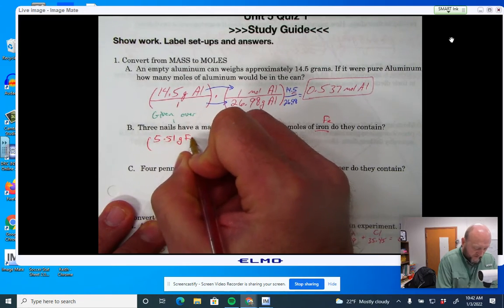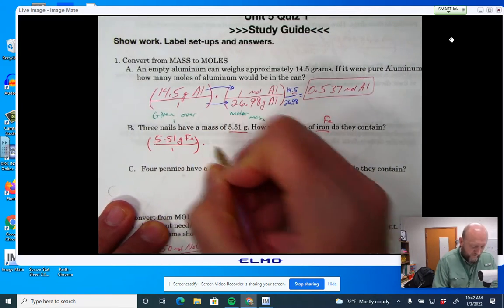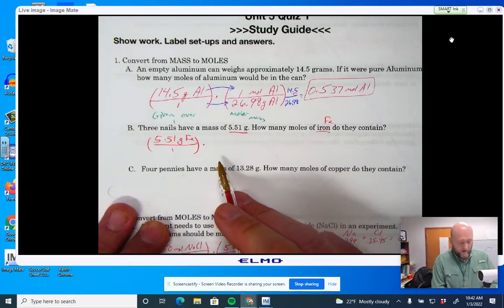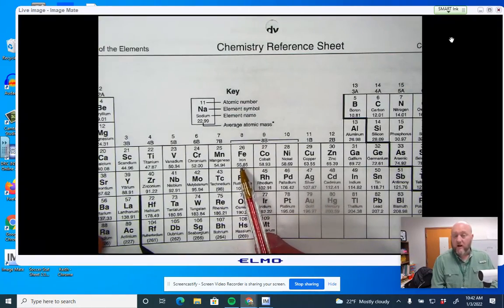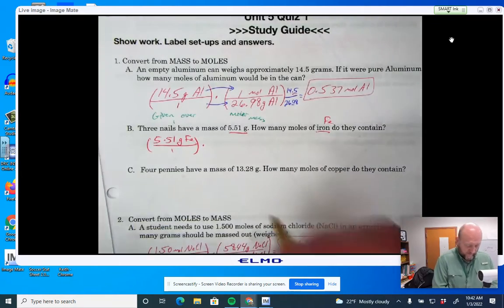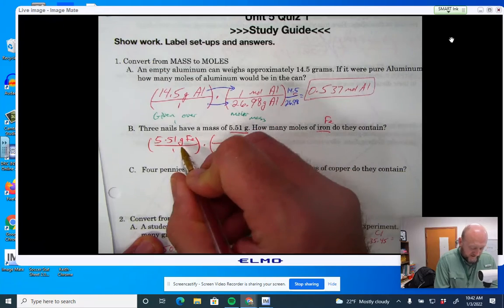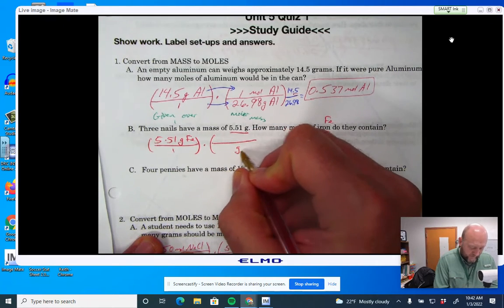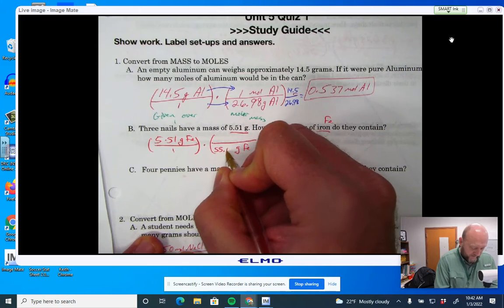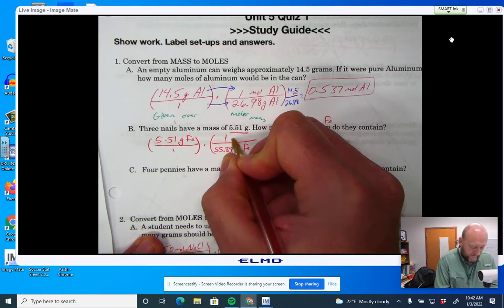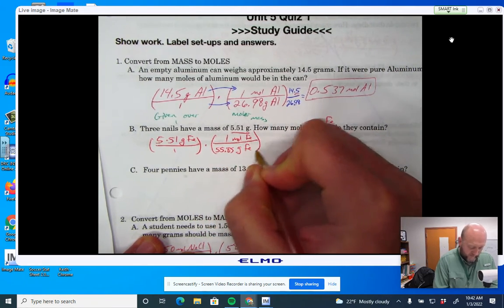5.51 grams of iron. Put that over 1. Next, we want to bring in our molar mass. To find that, we'll look on the periodic table. We see that iron has a molar mass of 55.85 grams per mole. Since grams is on top, we're going to put grams on bottom: 55.85 grams for 1 mole of iron.